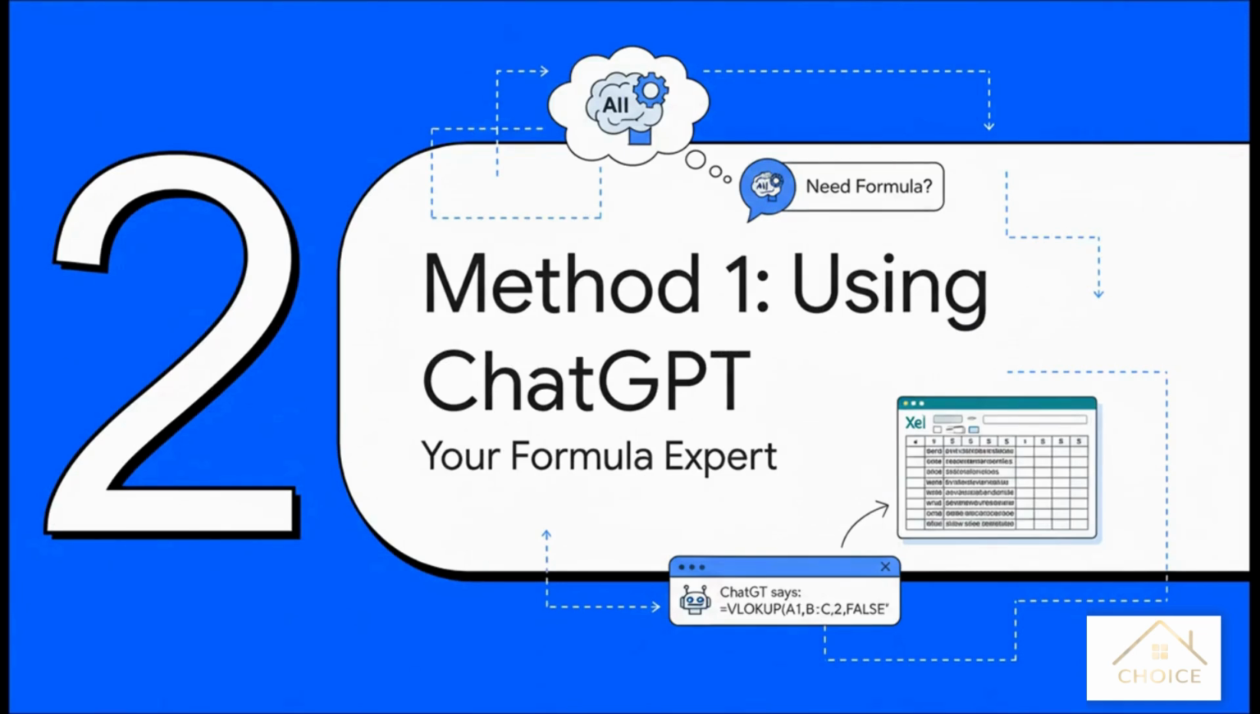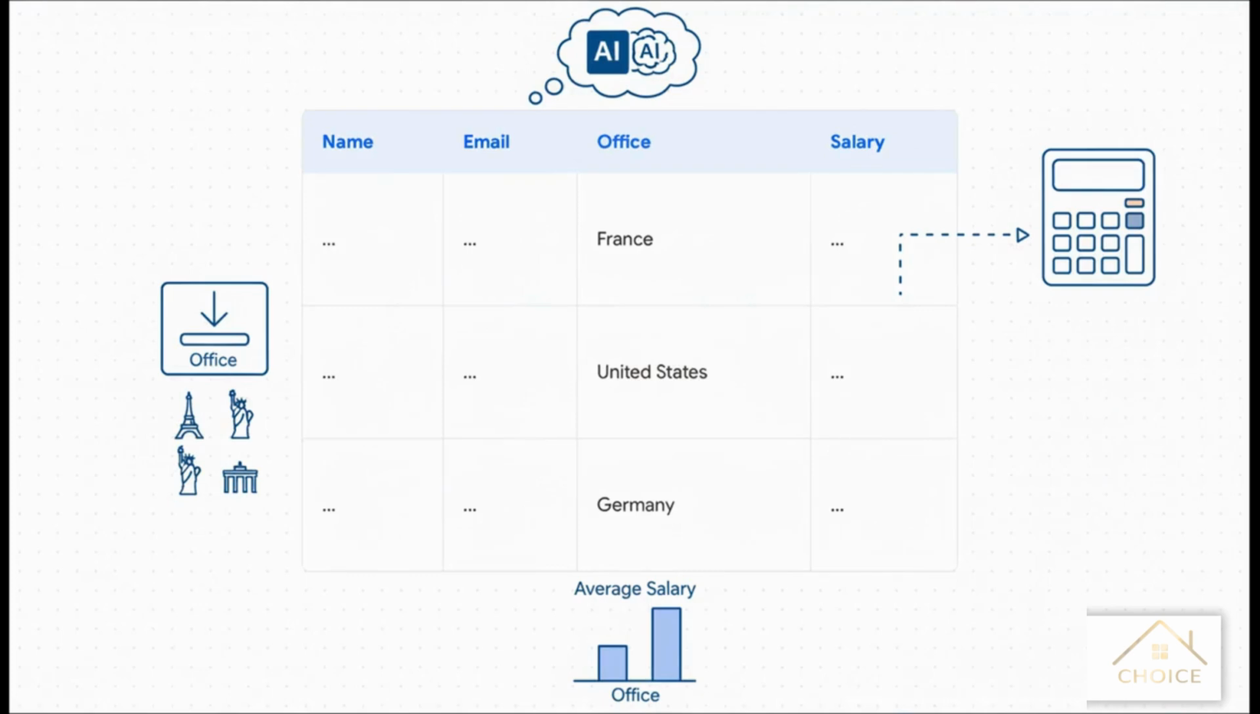So, our first method uses a tool you're probably already familiar with, ChatGPT. This is absolutely the easiest way to get started. Just think of it like having an on-demand Excel expert who can write and explain basically any formula you can dream up. Okay, so let's imagine a really common scenario.